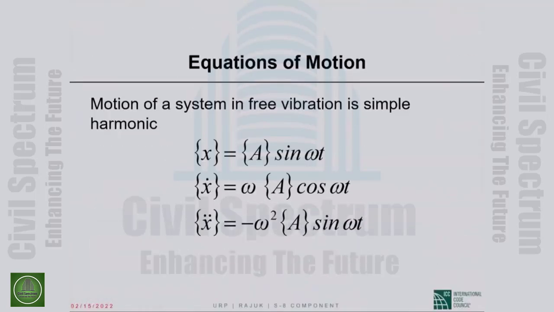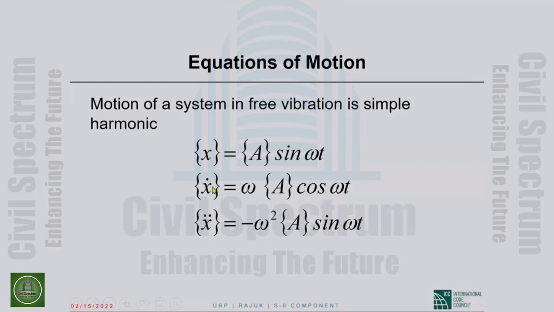Now we say motion of a system in free vibration is simple harmonic. That may be restricted to undamped systems, I am not sure, but a system in free vibration shows simple harmonic motion, meaning the displacement can be expressed as an amplitude times sine of omega t. It is a sine function of time. That's what simple harmonic motion means. So the x can be written as amplitude times sine of omega t.